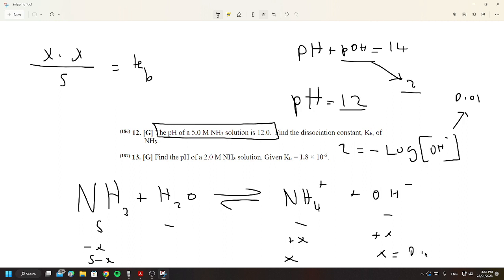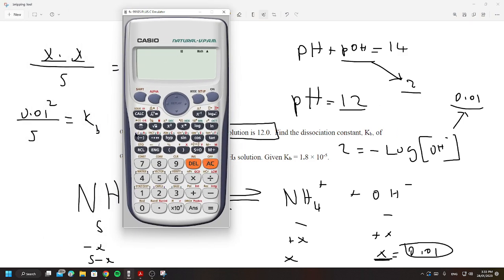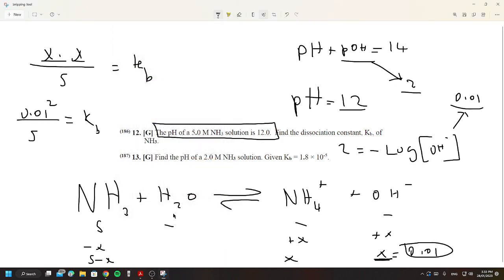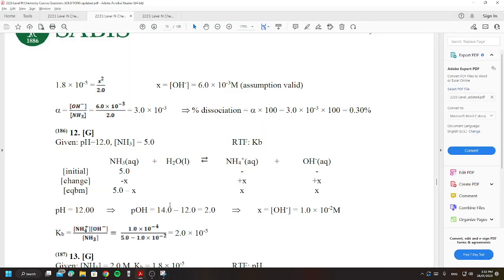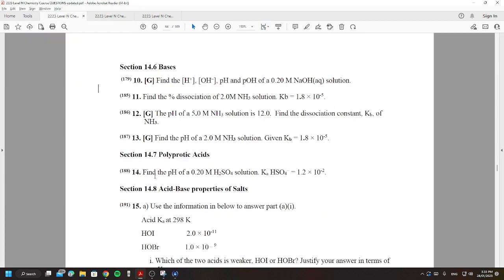Therefore, X is equal to 0.01 because this is the OH minus concentration at equilibrium, and this here represents OH minus concentration at equilibrium, so 0.01. Now that we have the value of X, X times X is X squared, so 0.01 times 0.01 is 0.01 squared over 5. Solve and you'll get KB. And I got 2 times 10 power negative 5 as a dissociation constant.